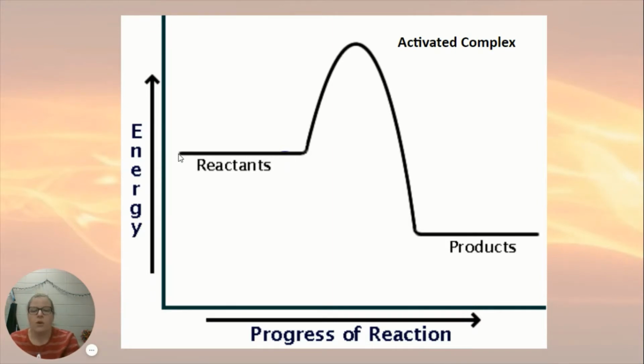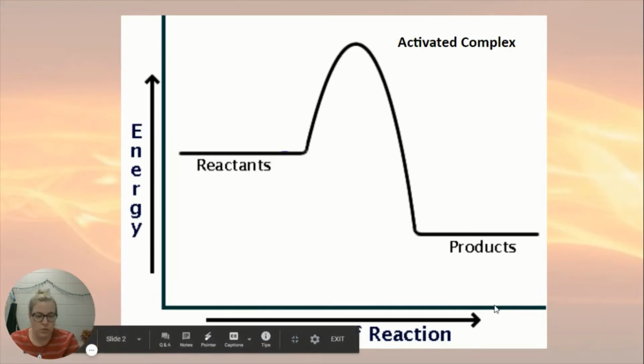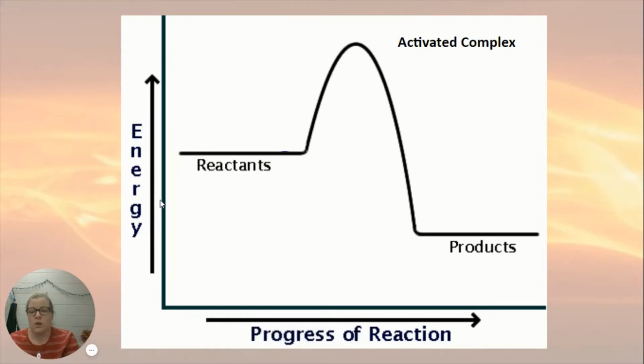Okay. Now, reactants we know about. Products are down here on the back side of our reaction. And if we measure the distance from the x-axis to this point using our numbers, if we had them on the y-axis, it would be the energy of our products. And you're very familiar at this point with reactants and products.